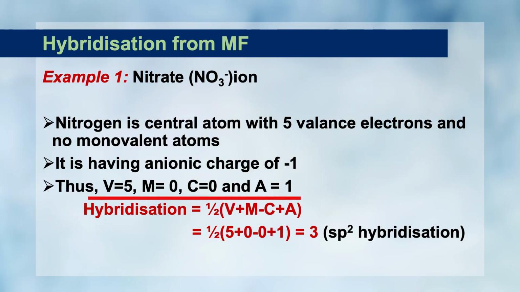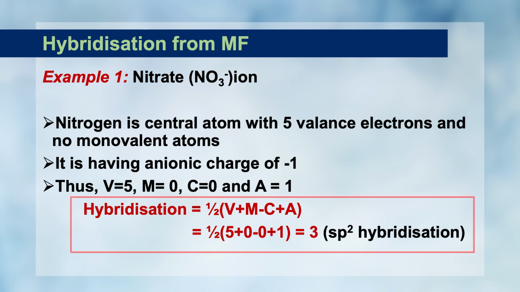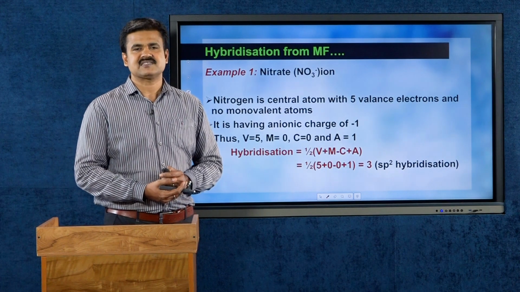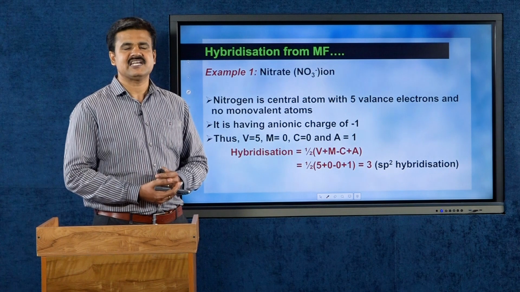V is equal to 5, that is, the number of valence electrons around the central atom nitrogen is 5. Number of monovalent atoms M is equal to 0. Cationic charge is equal to 0 and A is equal to 1, since it is associated with a 1 unit negative charge. So, we have to put all these values in the expression for hybridization. That is, hybridization is equal to half into V plus M minus C plus A. On substitution, we get half into 5 plus 0 minus 0 plus 1, and the result is equal to 3. The number 3 represents the fact that 3 orbitals take part in hybridization.